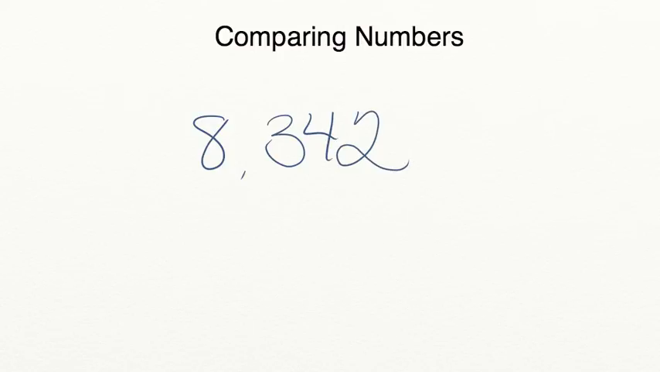Let's go ahead and compare the numbers 8,342 and let's compare it to 765. Okay, our first step when comparing two numbers is to line up the ones place. So this is our ones place right here, and it's the furthest number to the right in a whole number. So we have 8,342 and 765. Now, even though 8,342 is a longer number than 765, it doesn't matter because we can still line up our ones place to compare these numbers.